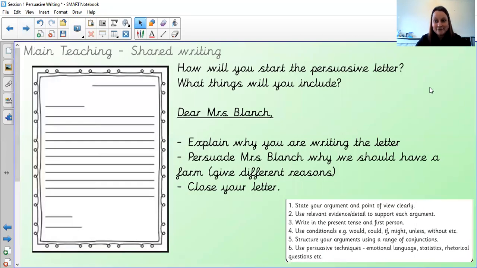So what you're going to have to do is write a letter to Mrs. Blanche to try and persuade her that we should have our very own St. Gregory's farm, just like that other school has in Cheltenham, okay? So you need to think about what you're going to include. You're going to have to address the reader. You're going to have to put, Dear Mrs. Blanche, and then I want you to make sure that you explain why you are writing the letter.